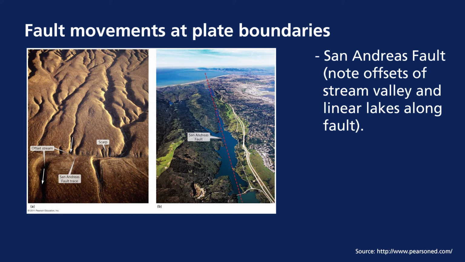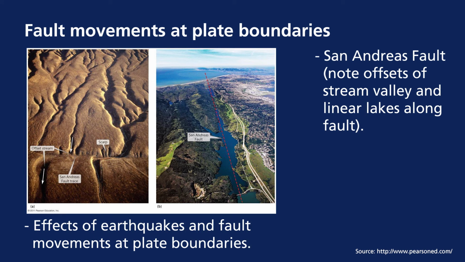We can also see these slip plates along the San Andreas Fault on the left figure, a photo of rivers that have drastically been moved because of these plates moving against each other. And also these can be filled up with water, and linear lakes can form.